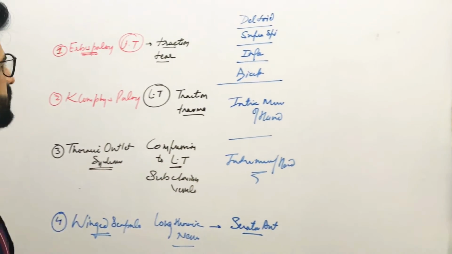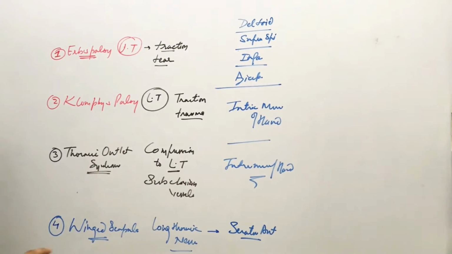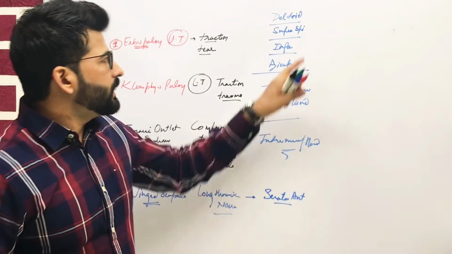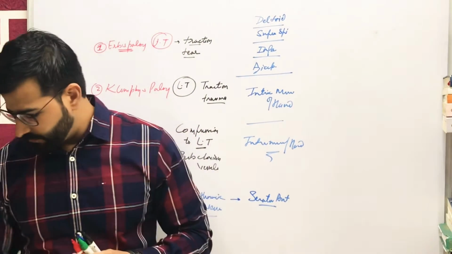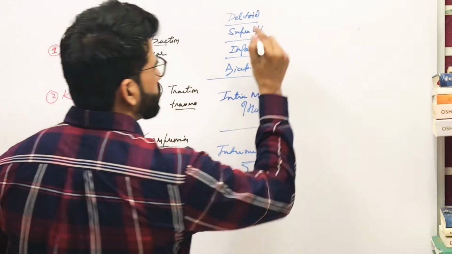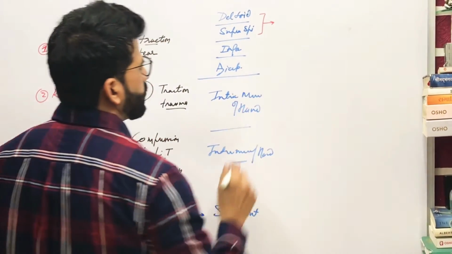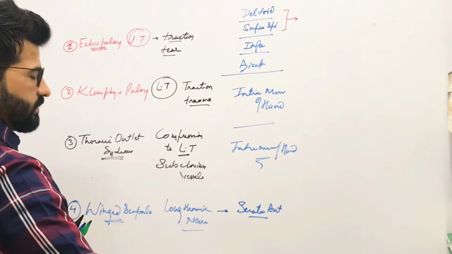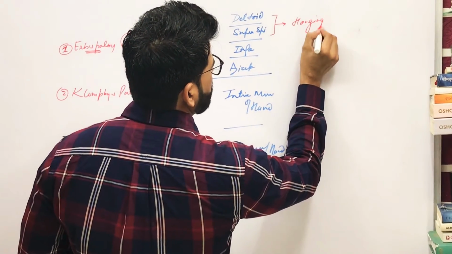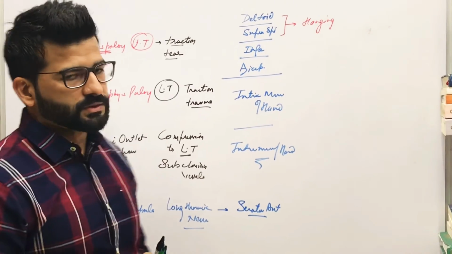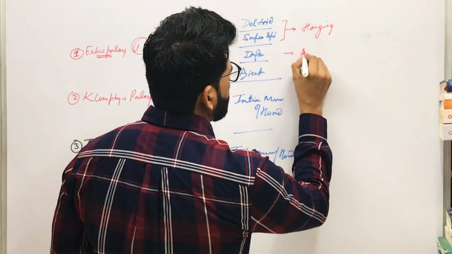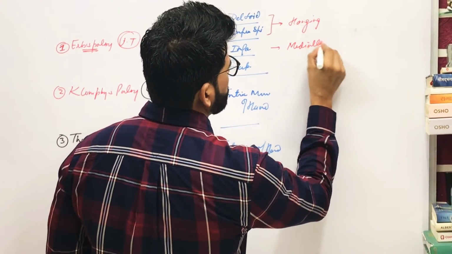So let's start with Erb's palsy. The deltoid is responsible for abduction and supraspinatus is responsible for the first 15 degrees of abduction. So if deltoid and supraspinatus both are not working, what will happen? There will be no abduction, so the hand will be hanging. Now the infraspinatus is responsible for lateral rotation. So if it is not working, the arm will be medially rotated.